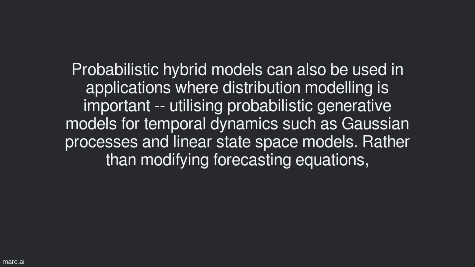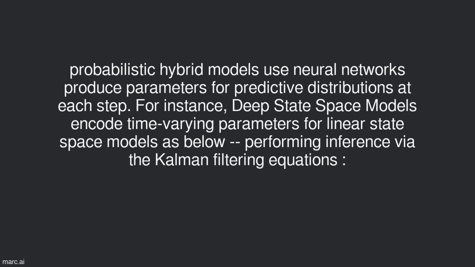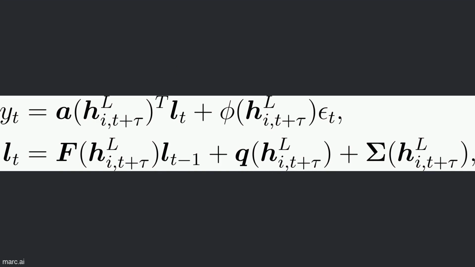Probabilistic hybrid models. Probabilistic hybrid models can also be used in applications where distribution modeling is important, utilizing probabilistic generative models for temporal dynamics such as Gaussian processes and linear state space models. Rather than modifying forecasting equations, probabilistic hybrid models use neural networks to produce parameters for predictive distributions at each step. For instance, deep state space models encode time-varying parameters for linear state space models as below, performing inference via the Kalman filtering equations. Where l_t is the hidden latent state, A, F, Q are linear transformations of h_{i,t+τ}, and the other terms are linear transformations with softmax activations, and ε_t ~ N(0,1), ε_t ~ N(0,I) are standard normal random variables.